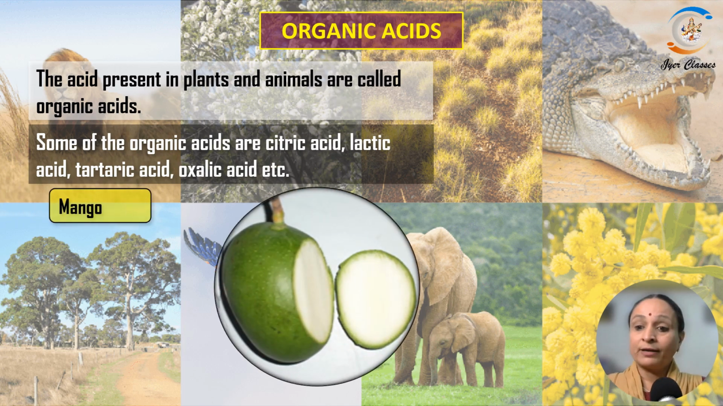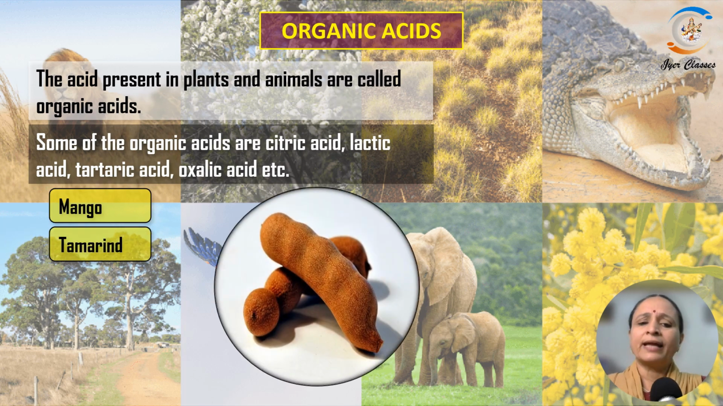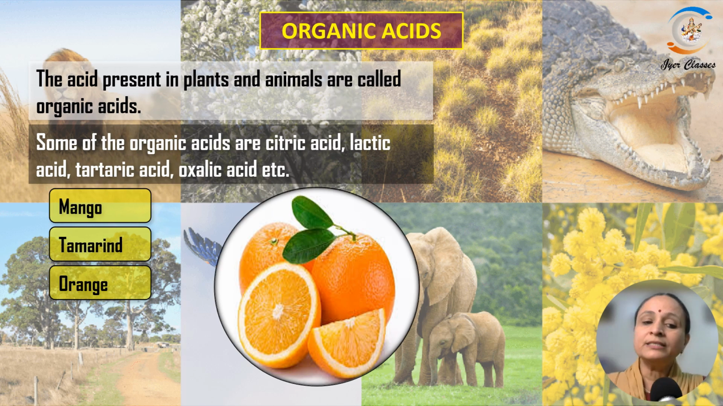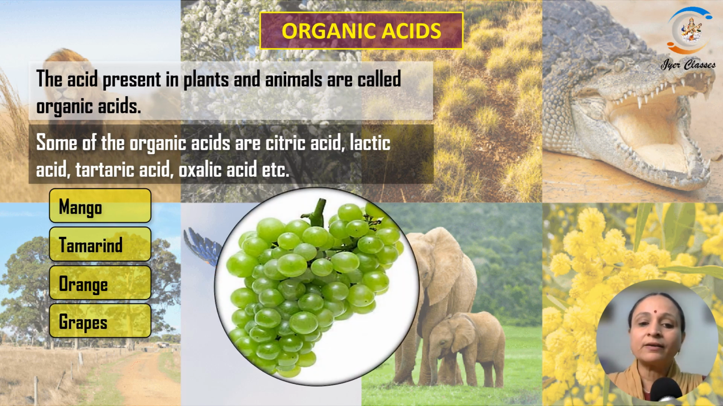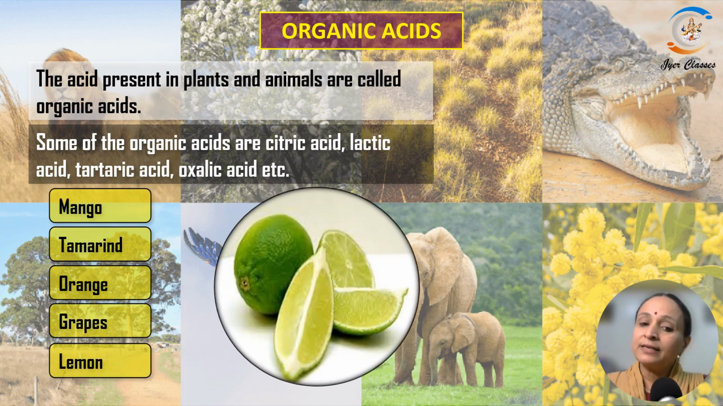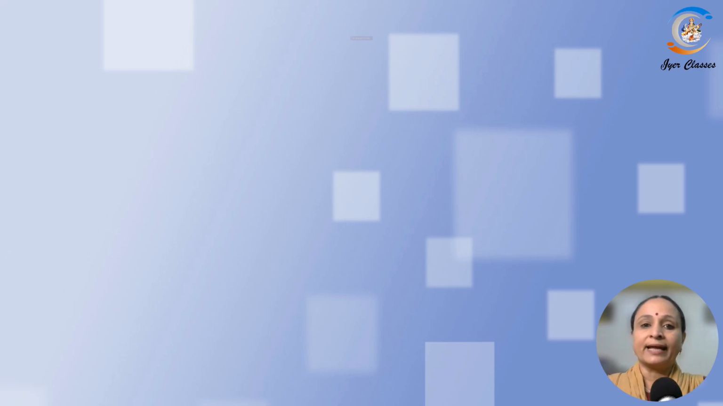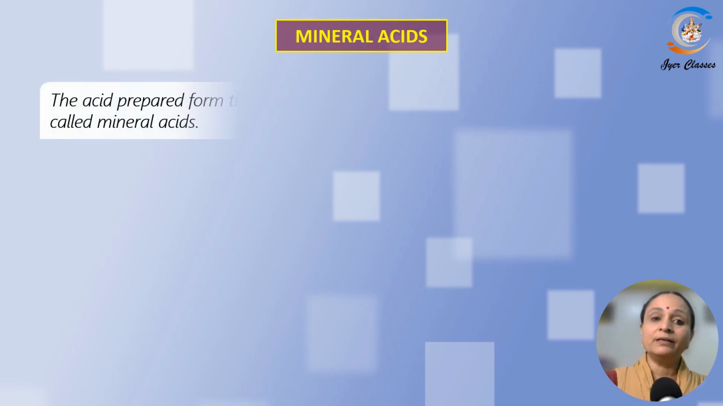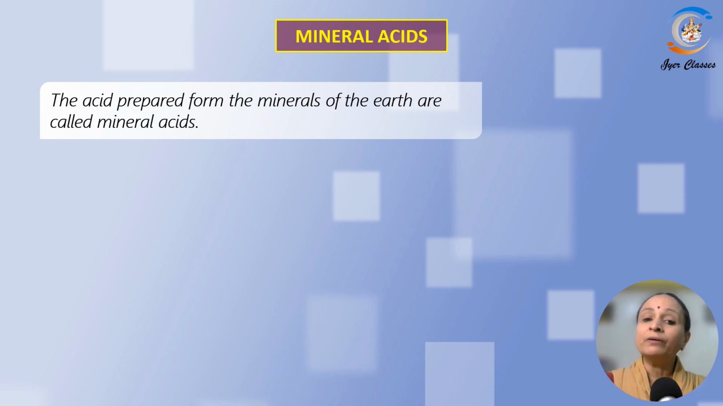Now mango is sour in taste. It contains organic acid. Tamarind, imli, is also organic acid. Orange also contains organic acids. Grapes contain organic acid. Lemon also contains organic acids. Now, mineral acids. Mineral acids means the acids which are prepared from minerals present in the earth.